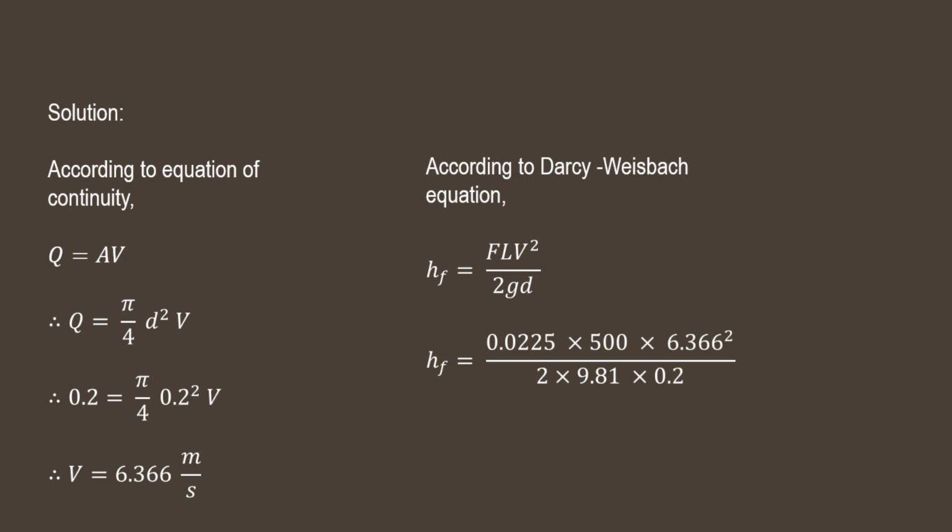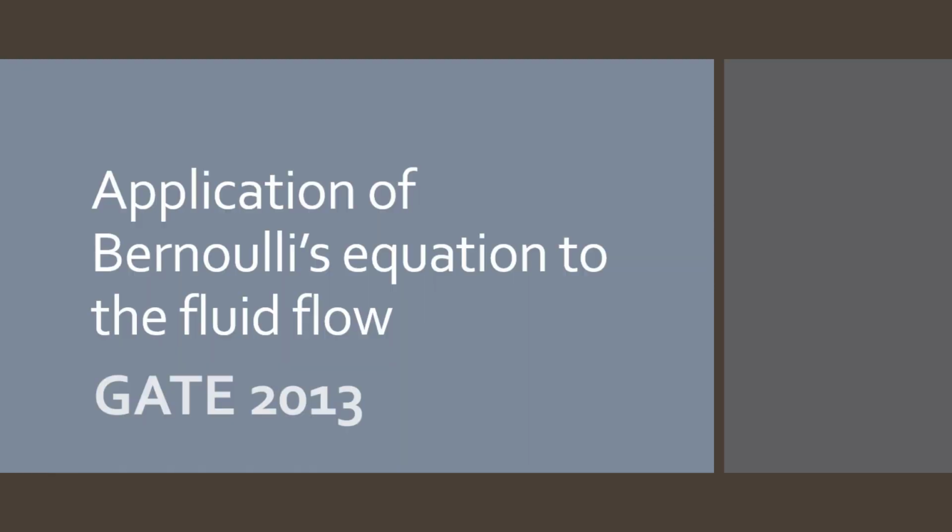Now substitute the values of F, L, V, G and D. So F is 0.0225, L is 500, V is 6.366, G is 9.81 and D is 0.2. So value of HF comes out to be 116.186 meter. So in this way we can find out the loss of head due to friction in case of flow through pipe.